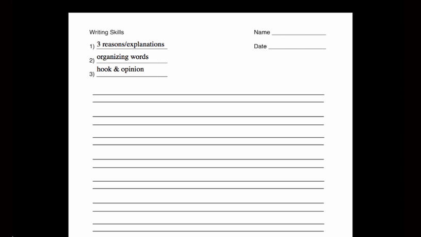Take a piece of the class writing paper. In the writing skills section, on line number 1, write reasons/explanations. This skill measures the student's ability to present reasons clearly supported by explanations and examples. On line number 2, write organizing words.